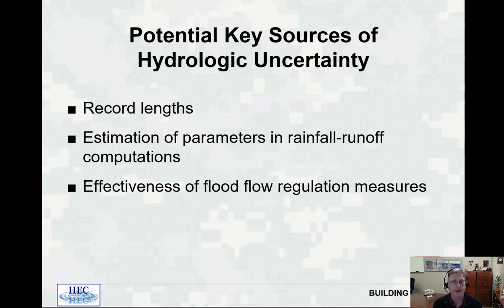But in addition to that, a lot of times your projects are not located where you have gauged information. So therefore, you have to translate your gauged information from the gauge to the project itself, which introduces additional uncertainty. Then there's the estimation of parameters in rainfall runoff computations. So routing parameters, precip parameters, whether it's rain or snowfall, temperature, infiltration rates, base flow, are all to some degree uncertain. And therefore, you have to reflect that uncertainty in your computations.